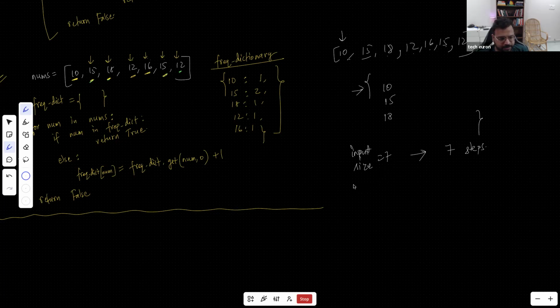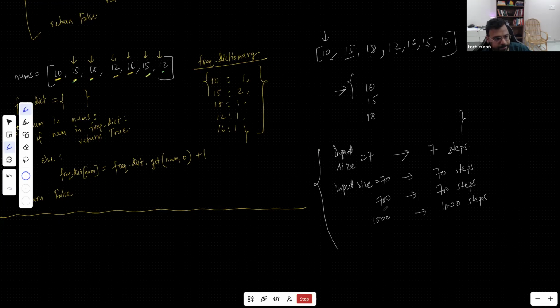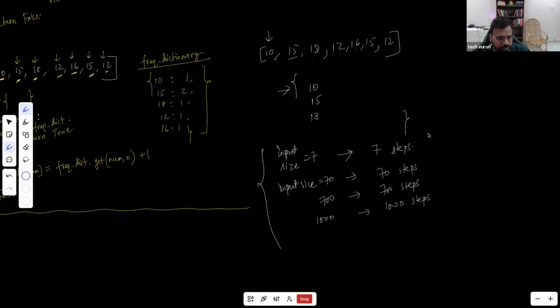If the input size becomes 70, then how many steps will we take? 70 steps. If the input size becomes 700, then how many? 700 steps. If it becomes 1000, then how many steps will we take? We'll take 1000 steps. So does this look better compared to the previous one?